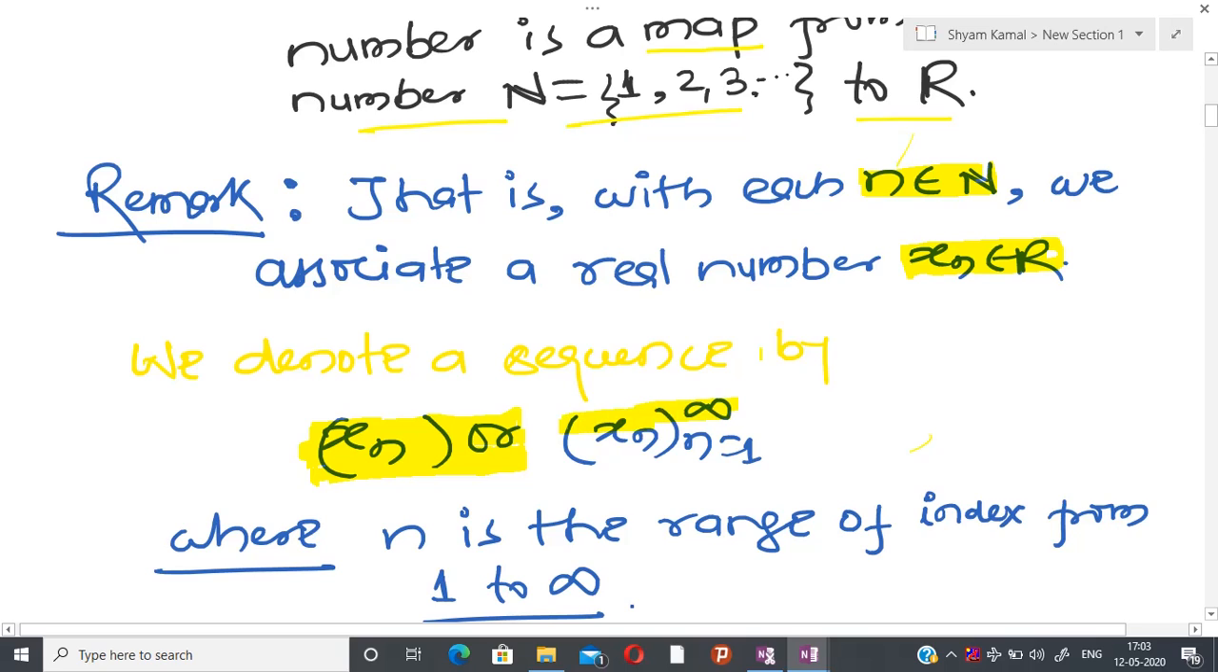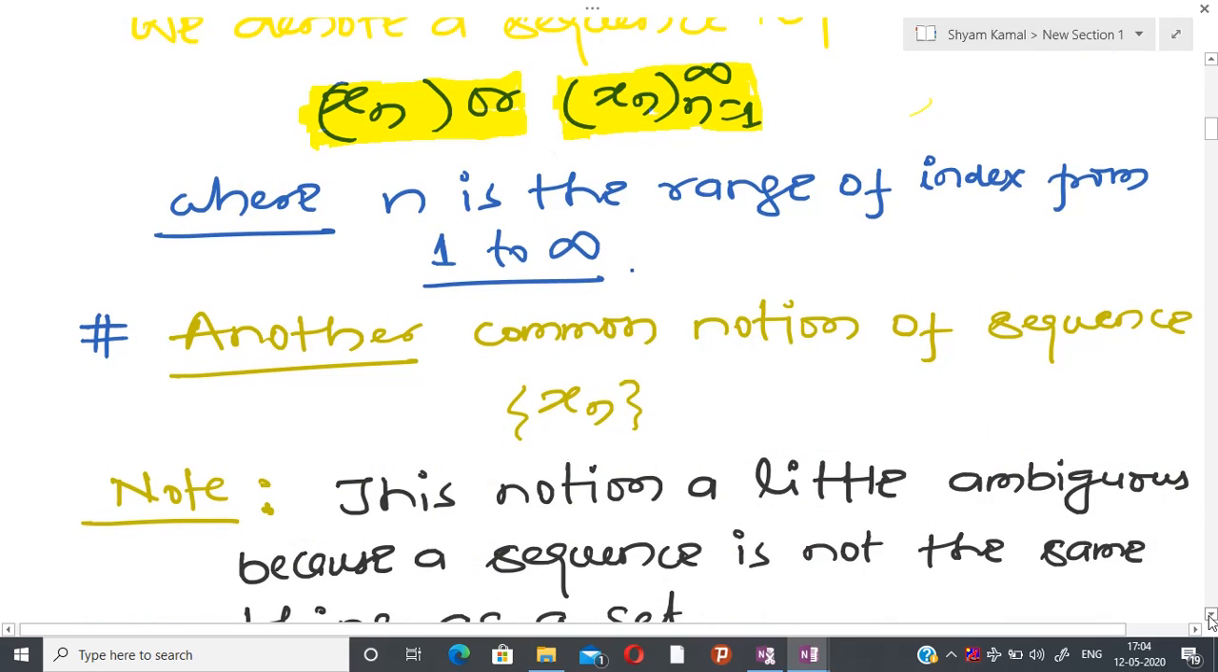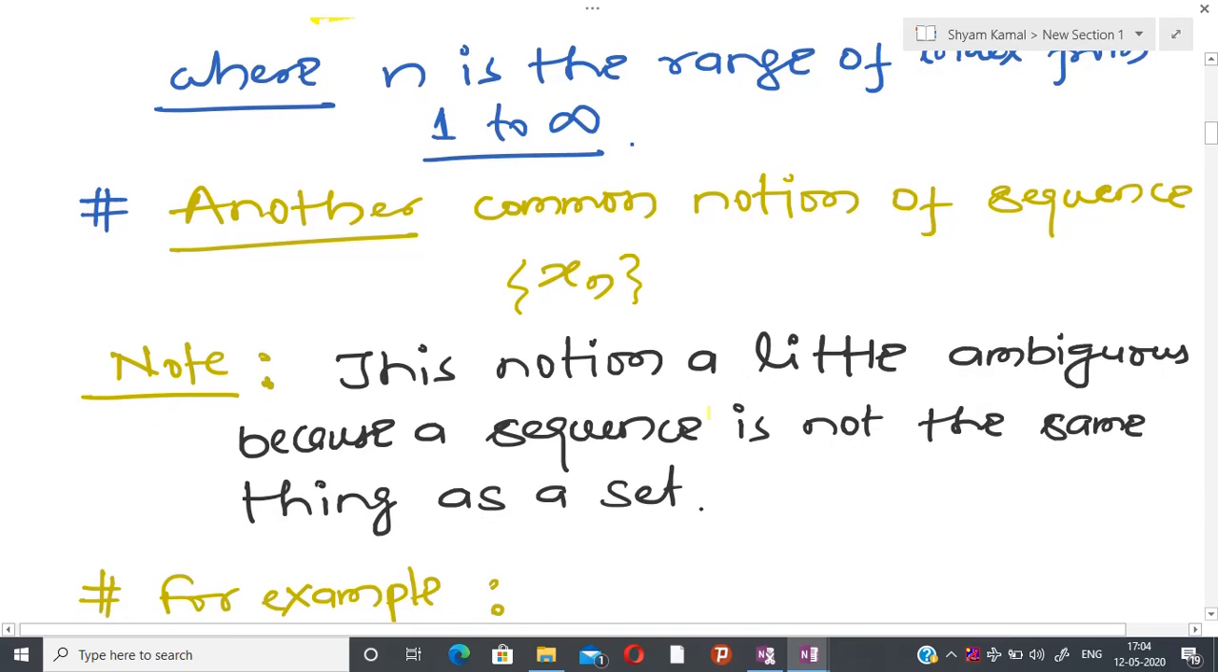Both ways, because in order to capture the whole real line, I need at least an infinite number of natural numbers. Due to that reason I am writing n equal to 1 to infinity, and people also call that an index. Another common notation of a sequence, people also denote like this. So in this way also one can denote the sequence.